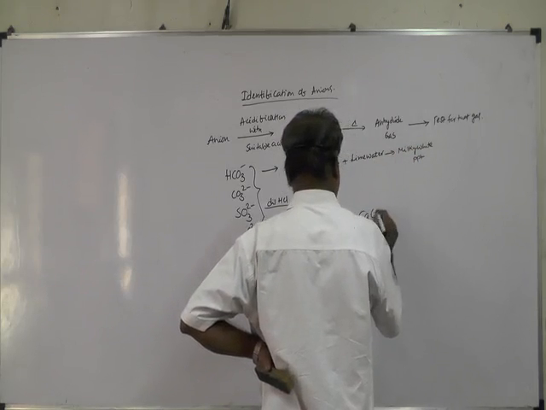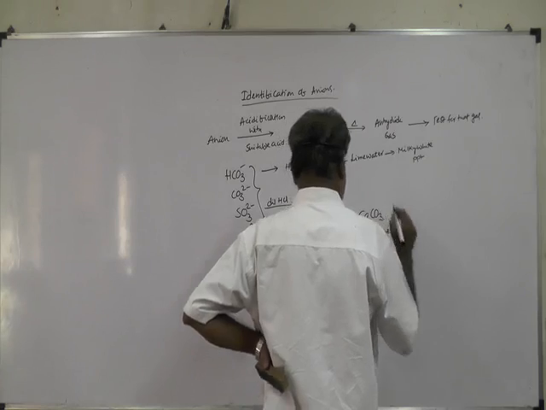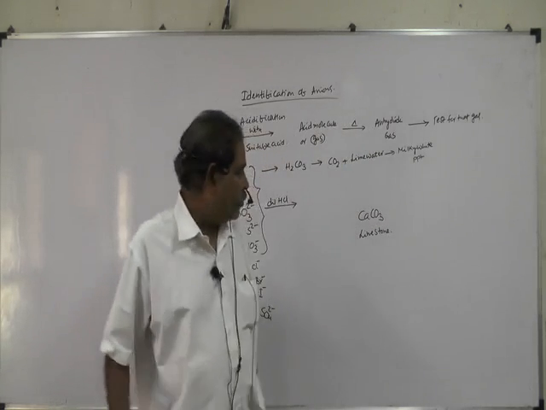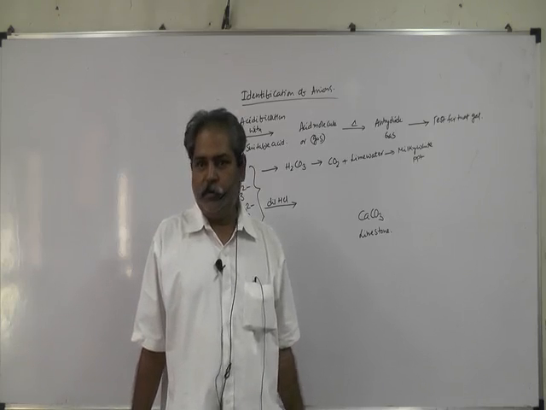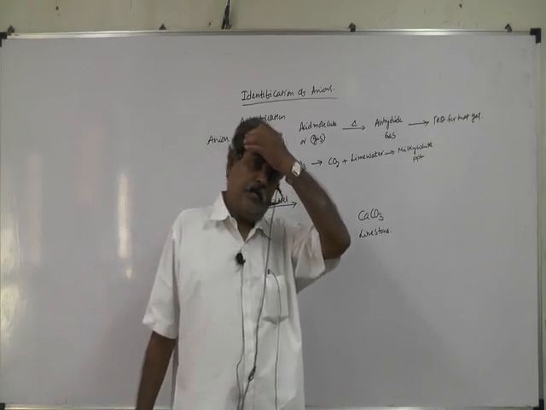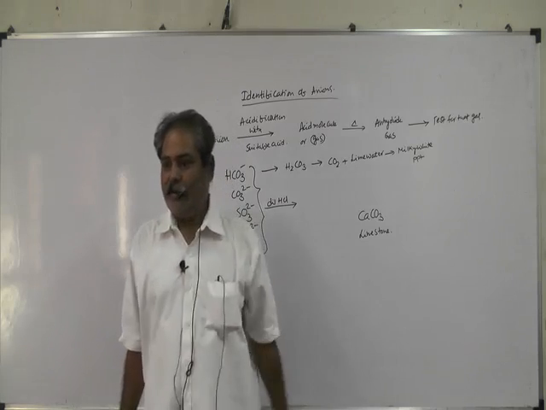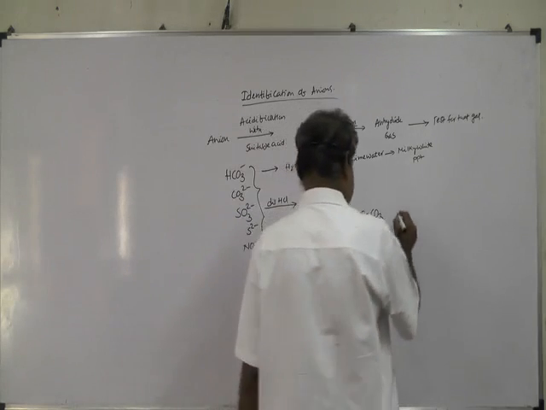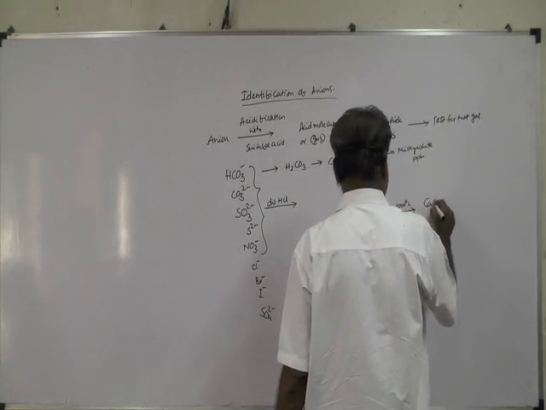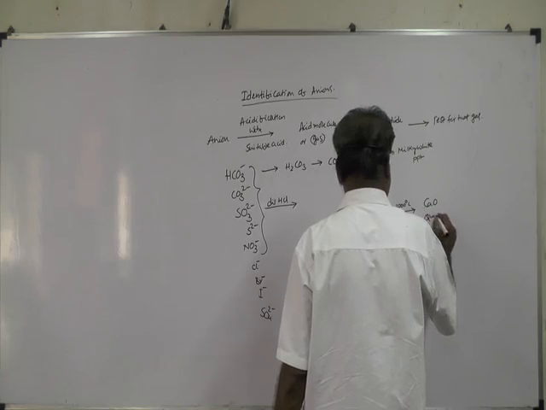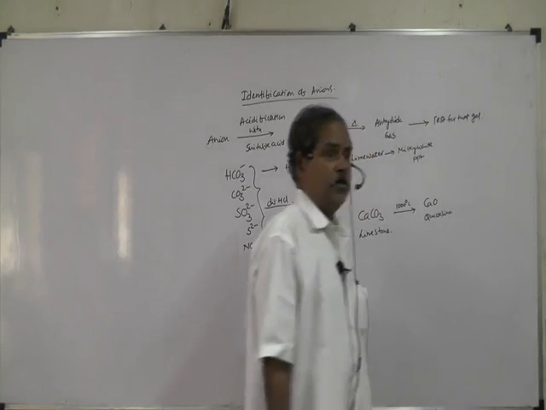What is CaCO3 called? Limestone. Most of the hills in India are those of limestone only. They are not granite. Limestone. And when it is powdered, not by grinding, powdered by strong heating, 1000 degrees, you get CaO, which is called quicklime. The one we use to whitewash the walls.